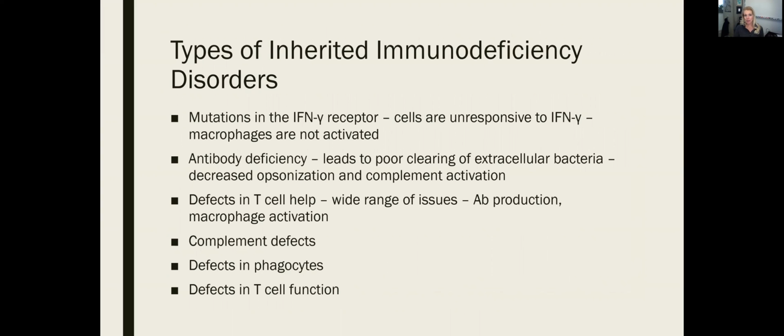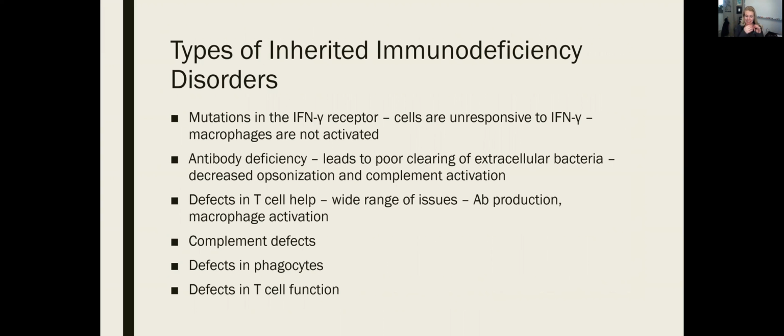So there are different types of inherited immunodeficiency disorders. You can have mutations in interferon gamma receptors, and that means that they're not able to respond to interferon gamma. That means macrophages won't be activated and you'll have decreased phagocytosis. You can have antibody deficiencies. If you have antibody deficiencies, you're going to have less opsonization, less classical pathway of complement activation, which will decrease the numbers of opsonins on the surface of bacteria, which will decrease the amount of phagocytosis that occurs.